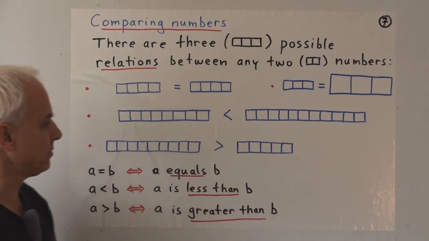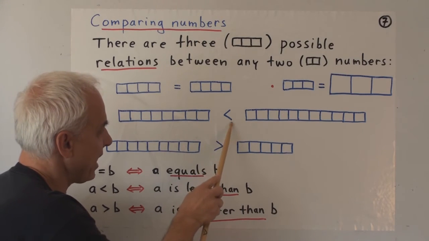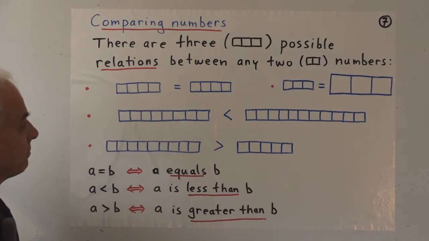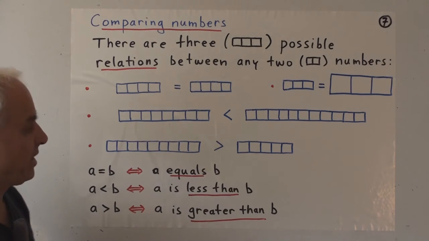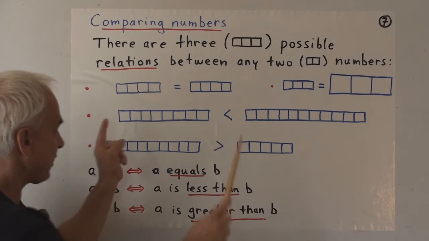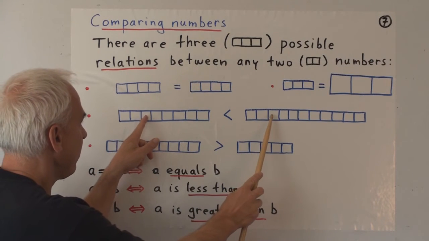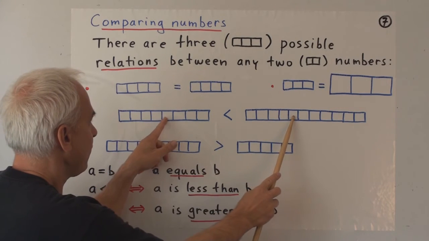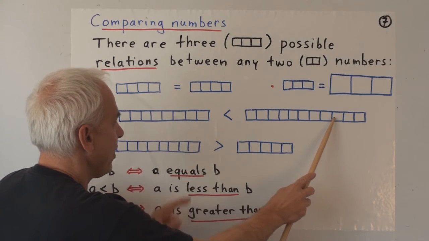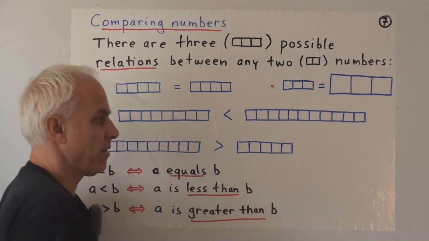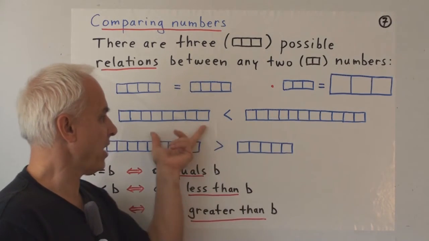Okay, how about these two? This is saying that this number is less than this number. Well, it kind of looks like it geometrically. How do we check that? We check that by comparing them one by one. We'll match these, these, these, these, these, these, these, these. And there is now one more here than here. So this one is a bigger number than this one.